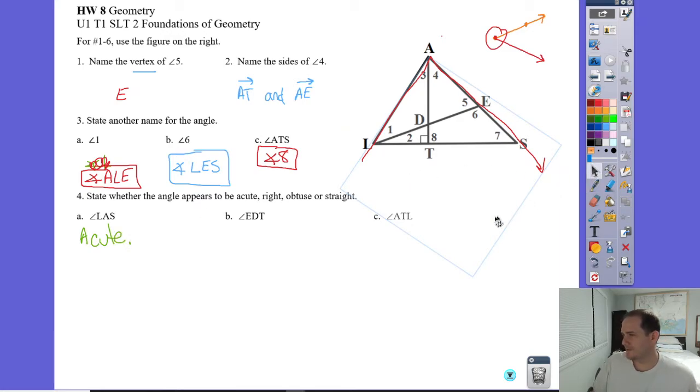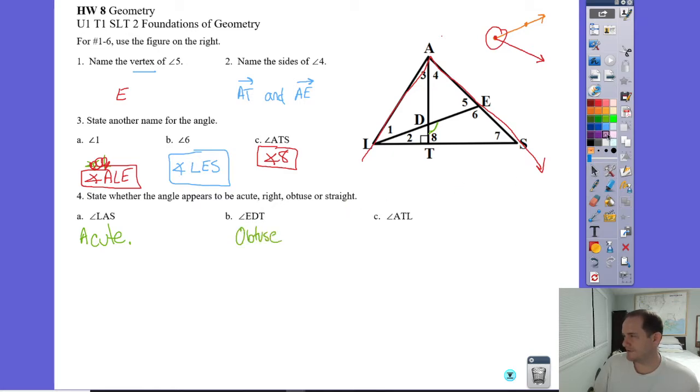Now, for angle EDT, we're going from E to D to T. This one's a lot easier to eyeball. From E to D to T, it's this angle here. We can all see, I hope, that angle for sure is bigger than 90 degrees, which makes it obtuse.